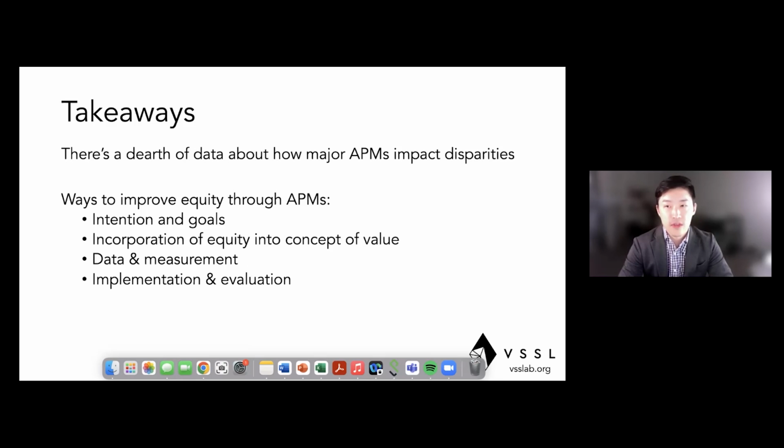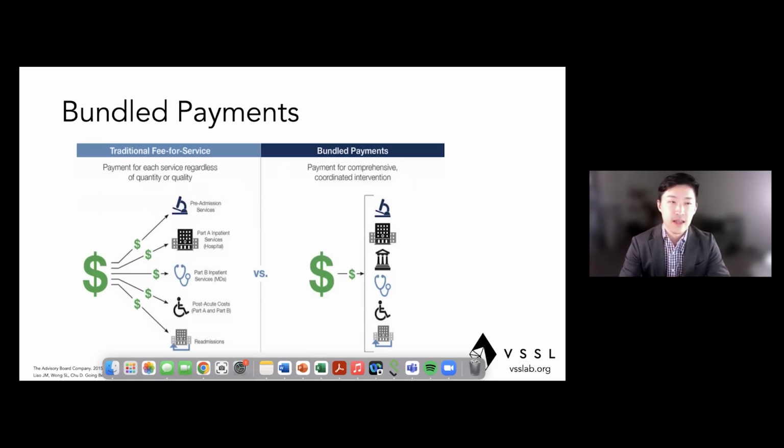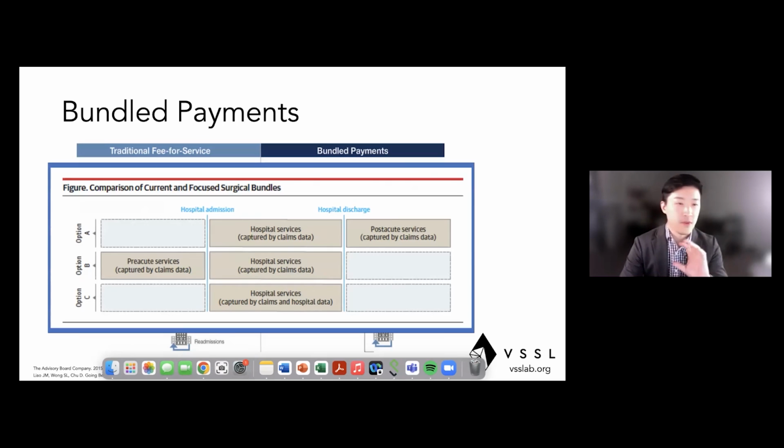So beginning with the first question here, how have major APMs impacted outcomes? I'll just touch on this very briefly and say that when we think about bundle payments and what they are, which is a bundled target price for a collection of services that fit a clinically coherent arc of care. When we think about the ways we can define bundle payments, the way we've done it in this country is option A, which is hospital admission through discharge and out through 90 days of post-acute care.